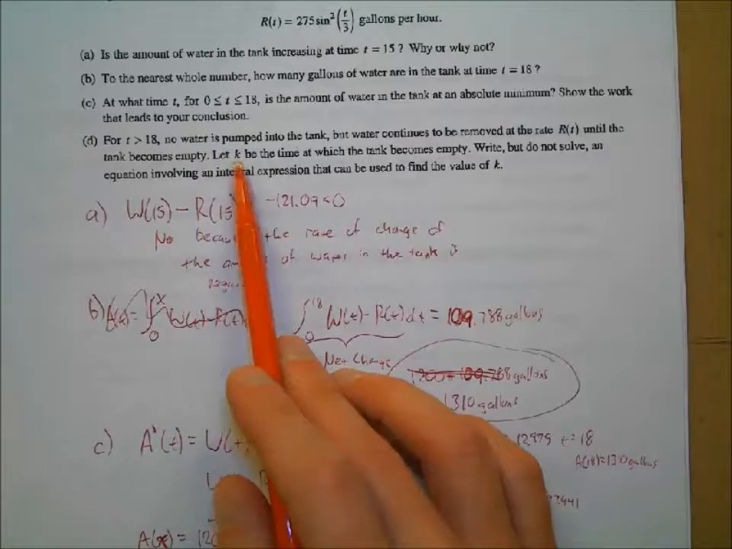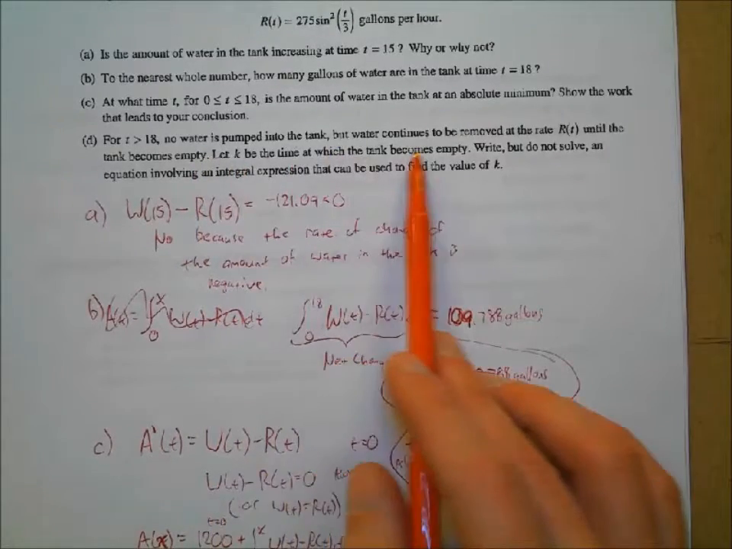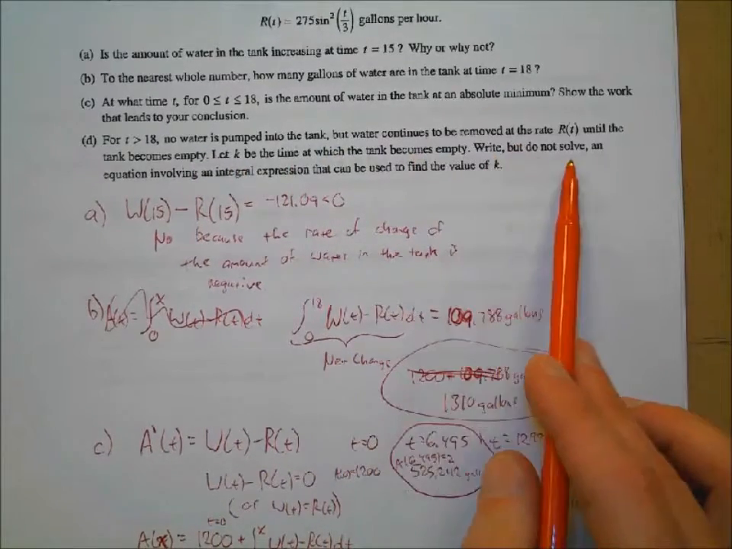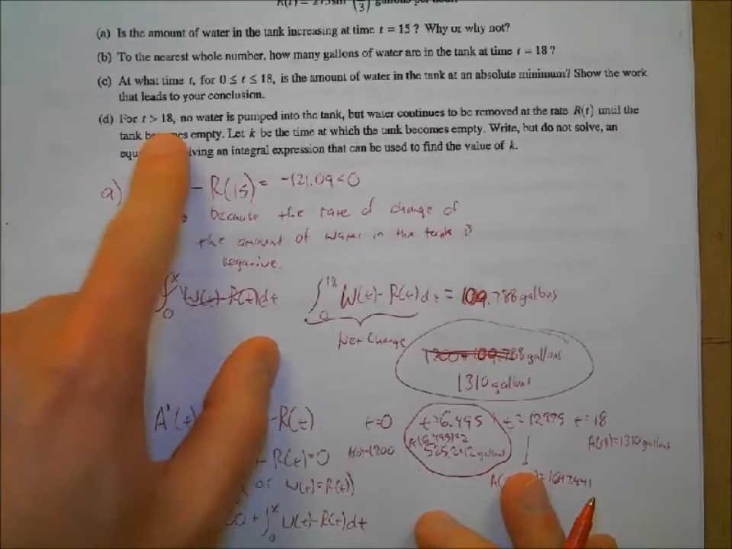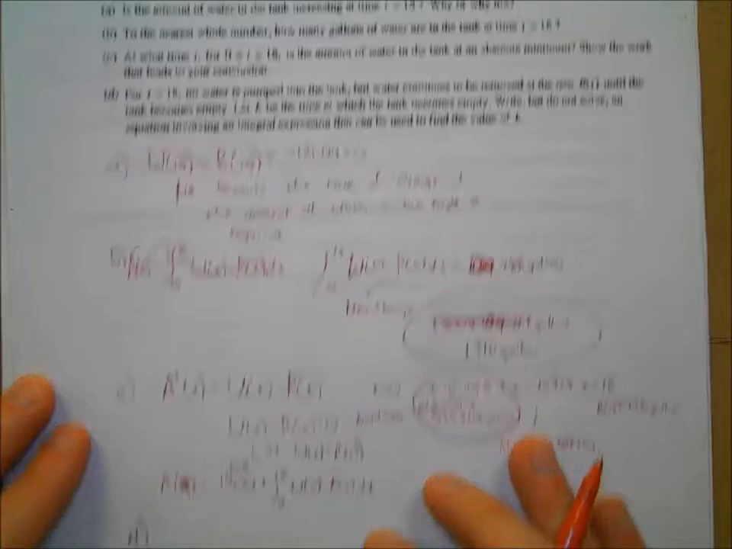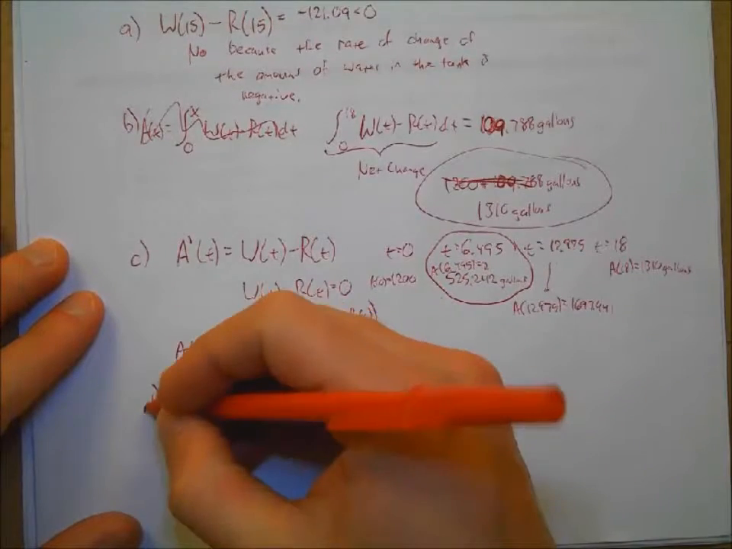Let K be the time at which the tank becomes empty. Write, but do not solve, an equation involving an integral expression that can be used to find the value of K. Okay? So, we want to know at what time does the tank become empty, right? So for T values greater than 18.